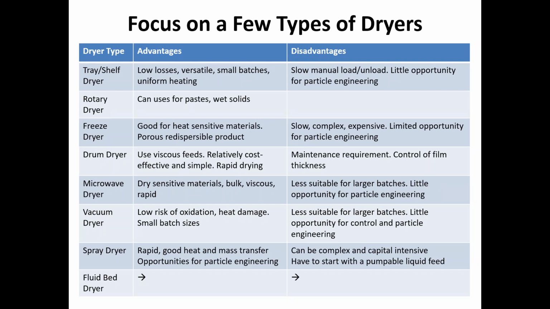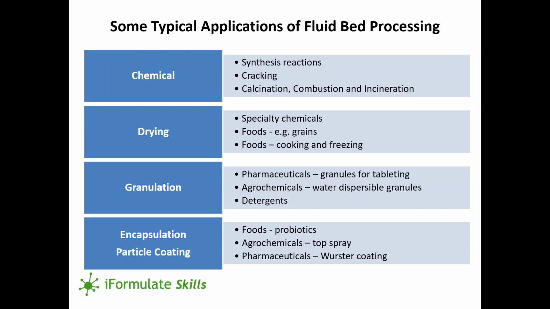And spray drying, which we talked about in previous webinars, is rapid. It gives you good heat and mass transfer, and it can give you particle engineering. But it can be very complex and capital intensive, so it's quite expensive, or it can be. And you have to be able to start with a liquid feed that you can pump through the spray nozzle. So these are the disadvantages and advantages for all sorts. Let's move on to fluid bed as a drying process.